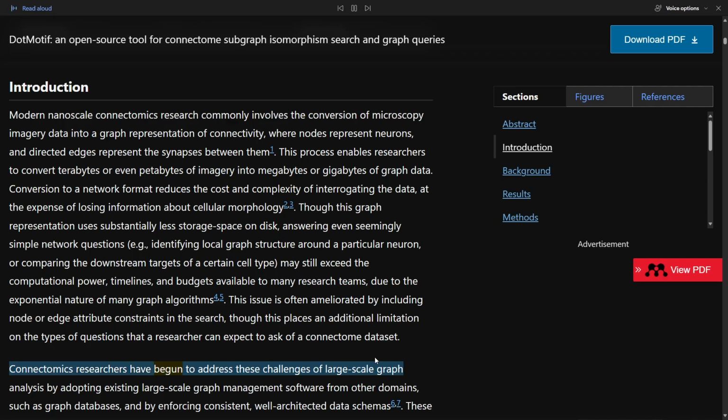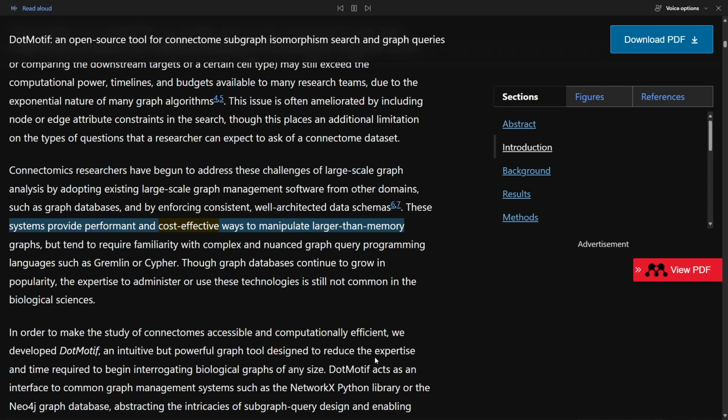Connectomics researchers have begun to address these challenges of large-scale graph analysis by adopting existing large-scale graph management software from other domains, such as graph databases, and by enforcing consistent, well-architected data schemas. These systems provide performant and cost-effective ways to manipulate larger-than-memory graphs, but tend to require familiarity with complex and nuanced graph query programming languages such as Gremlin or Cypher.